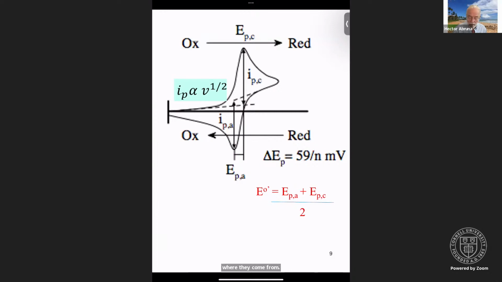If you do a reverse sweep, then you can look at the current in the forward and reverse sweeps. Let's say in the forward, ox being reduced to red, the reverse red being oxidized back to ox. We can talk about the difference in peak potentials, 59 over n millivolts, and for a reversible process that is independent of the sweep rate.